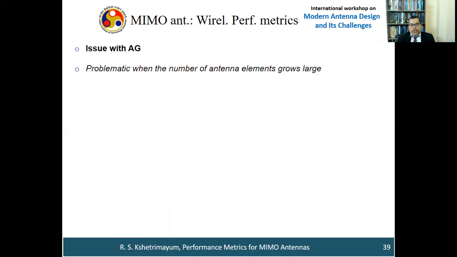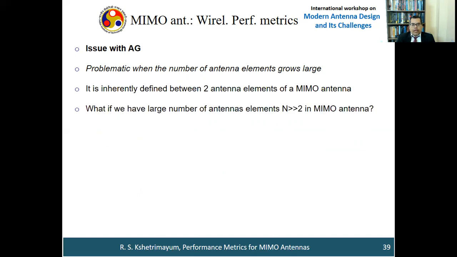So the second problem with array gain is that it becomes very problematic when the number of antenna elements grows. This array gain maximum was actually defined for a 1x2 MIMO system. So if you use that array gain expression, with square root of 1 minus ECC, what happens when we have a MIMO antenna with many antennas, N much greater than 2? So a MIMO antenna is employing multiple antennas at the receiver, having N which is much larger than 2. And this is the usual trend.